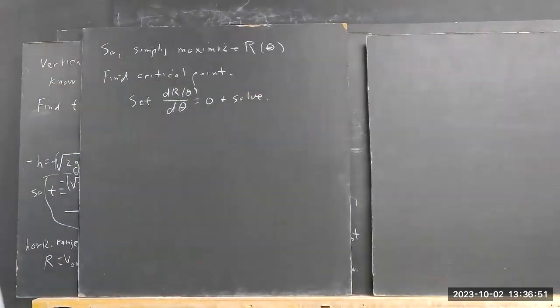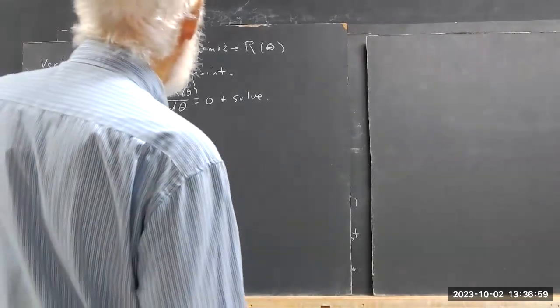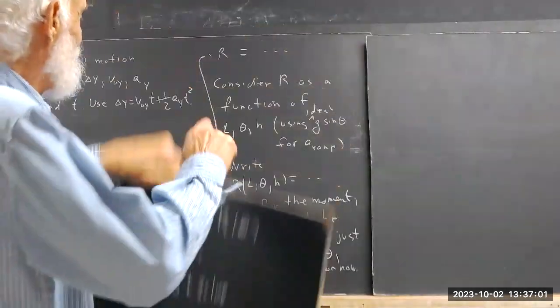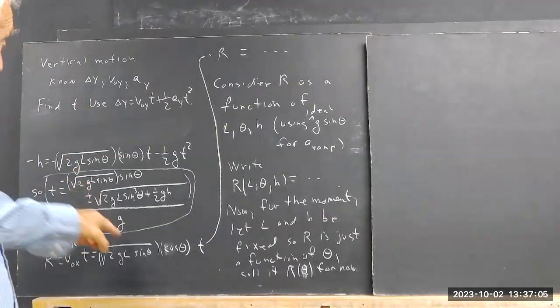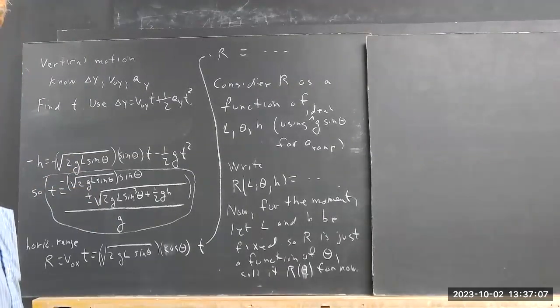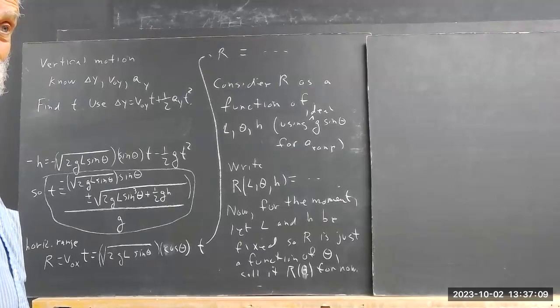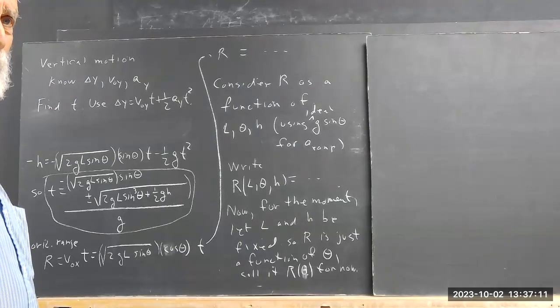Set d theta equal to 0 and solve it. Simple enough, right? Except, of course, your derivative is going to involve this expression and this expression, and you've got thetas all over the place in both expressions, right? It's going to be a pain in the behind.